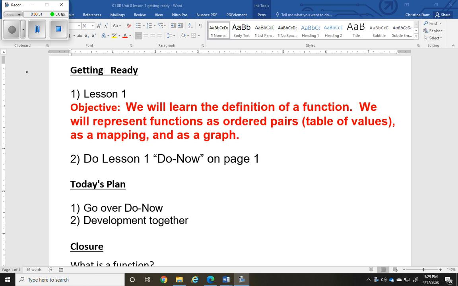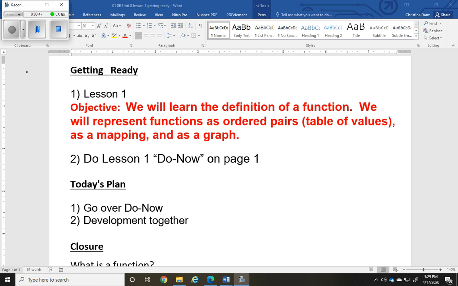I suggest you keep yourselves really organized. So take that last unit, put it in a folder, put it to the side, and now let's start a new folder or a new binder with this new unit, which is called Functions.